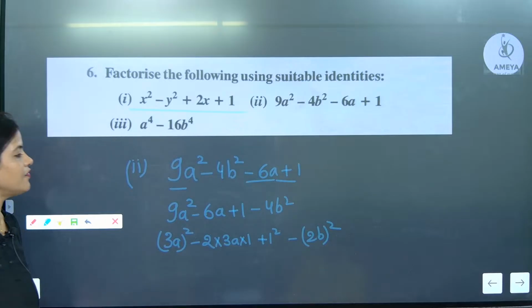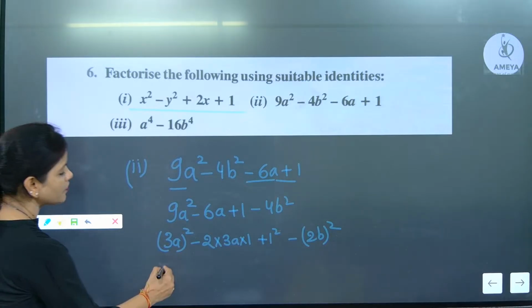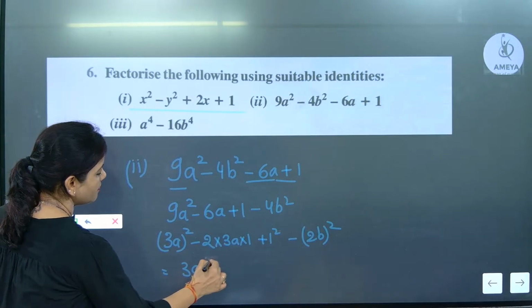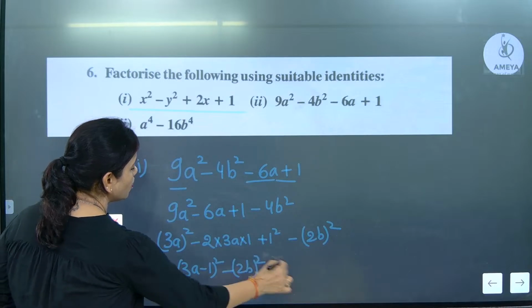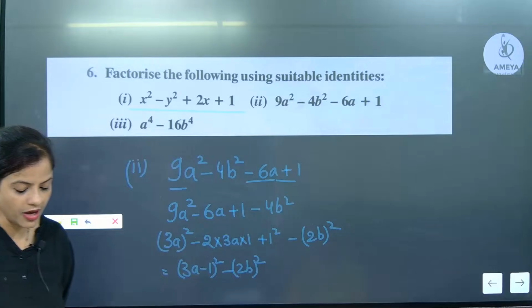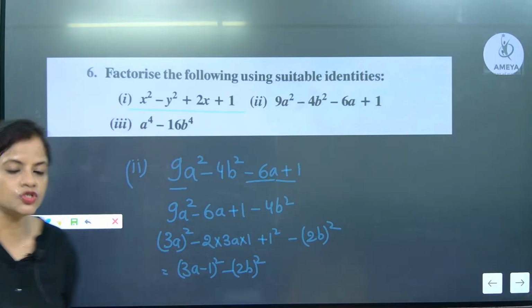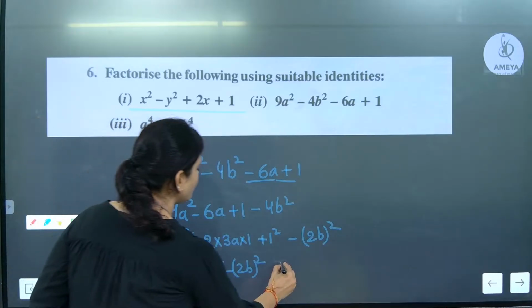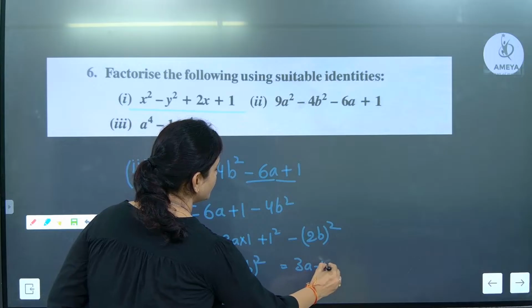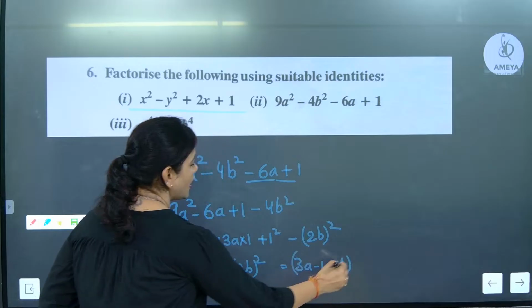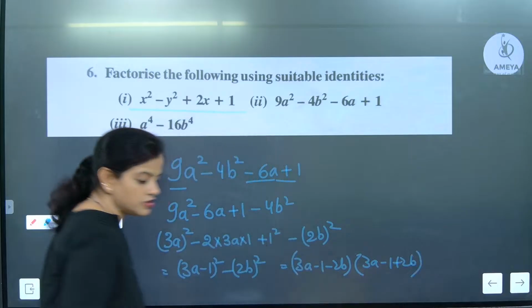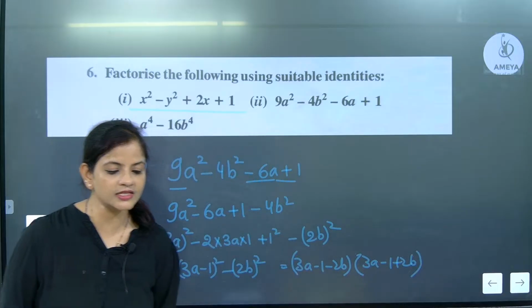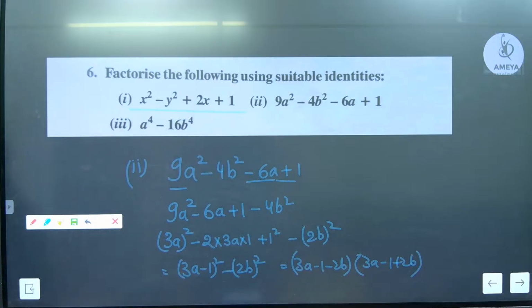Now 4b square can be written as 2b whole square, because we have taken the square of 2b. So now this part will become 3a minus 1 whole square minus 2b whole square. So this part will become 3a minus 1 minus 2b and here 3a minus 1 plus 2b, because the a square minus b square formula is a plus b into a minus b. Understood? Come on, go for it.